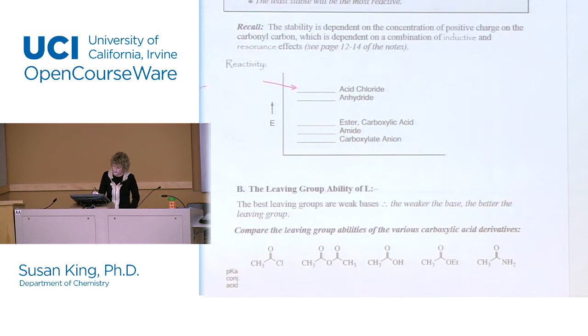So acid chlorides have a strong inductive effect, which destabilizes, and a weak resonance. Resonance is the thing that stabilizes. Inductive destabilizes, resonance stabilizes. And so that makes sense that acid chlorides are the least stable. Least stable or most reactive.